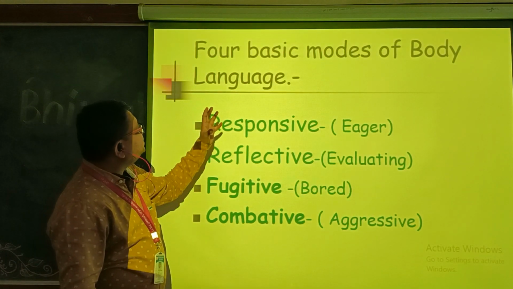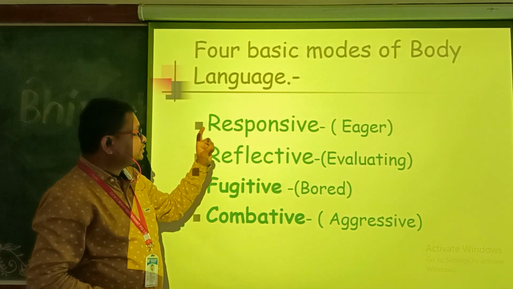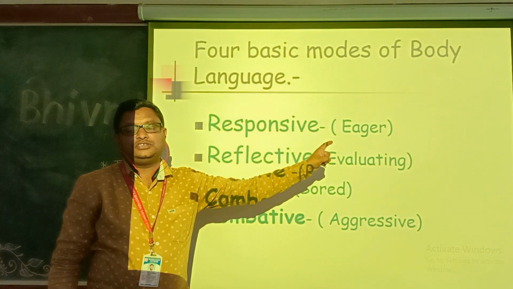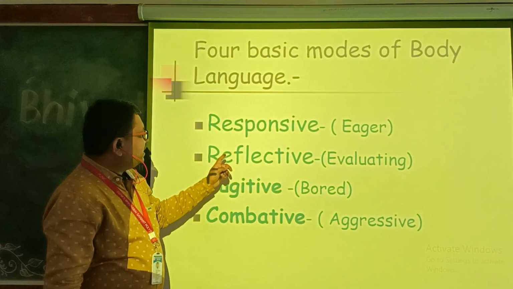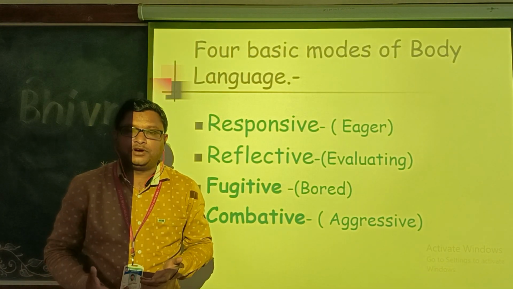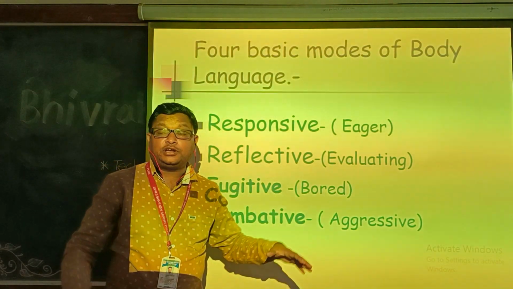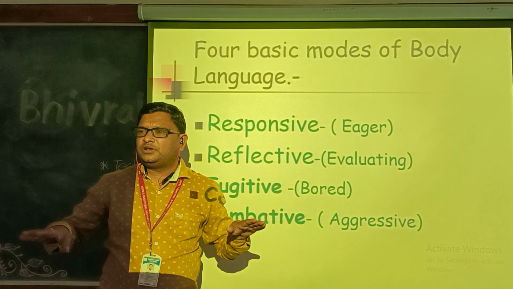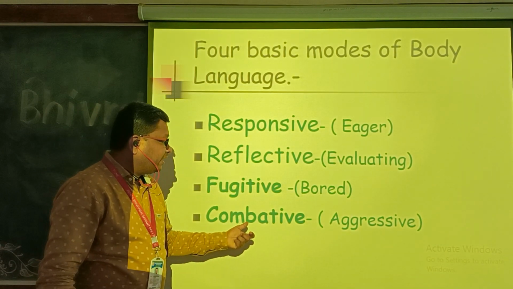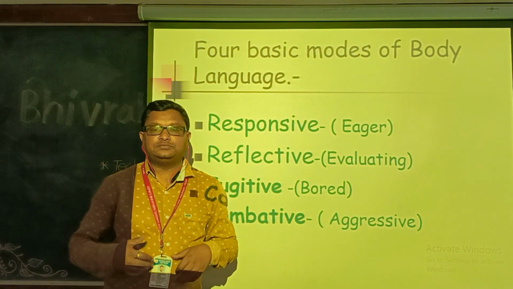This is about the 4 basic modes of body language. There are 4 basic modes. That is responsive, in brackets eager. It shows eagerness when you are responsive. Reflective: when your body language is reflective, you are going to evaluate someone, you are going to check someone. Then fugitive: when you get bored, your body postures are different. Then combative, aggressive. When you are aggressive, your body language becomes aggressive. Next slide.